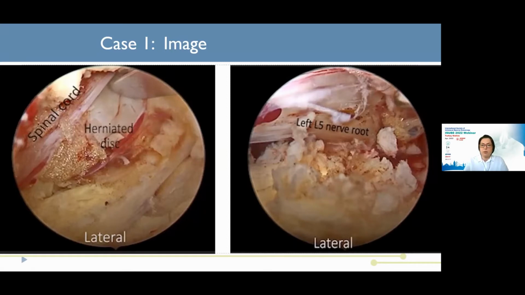I would like to emphasize that it is important to dominate endoscopic anatomy and endoscopic orientation. You can see herniated disc and nerve root and dura.